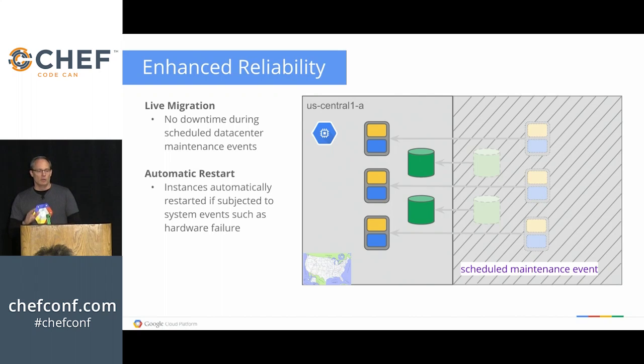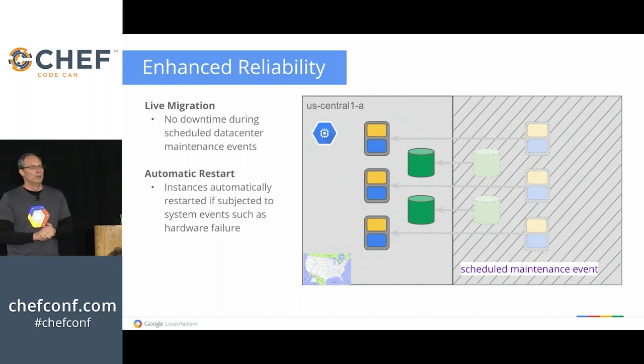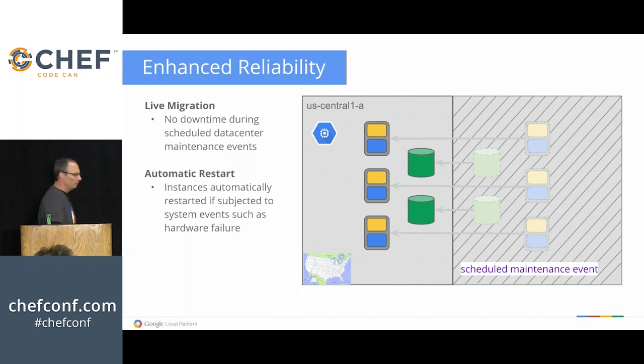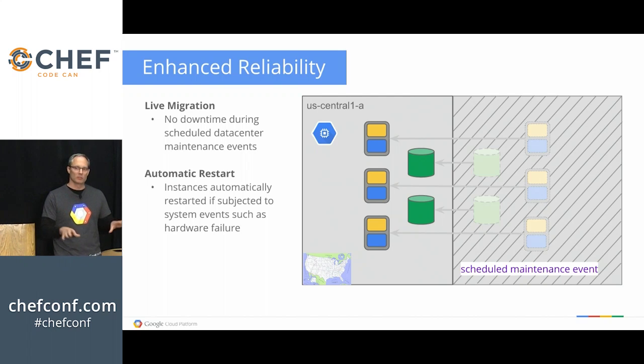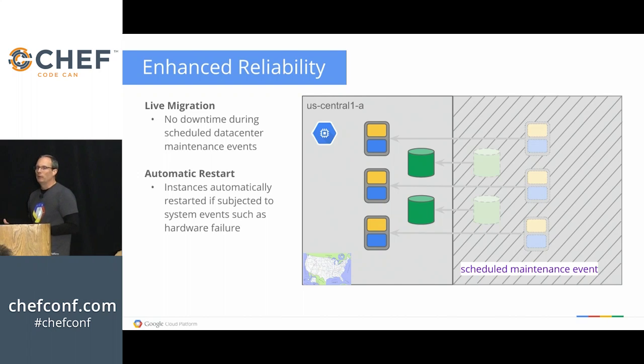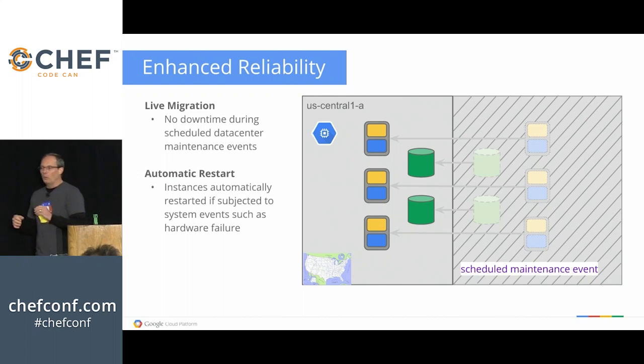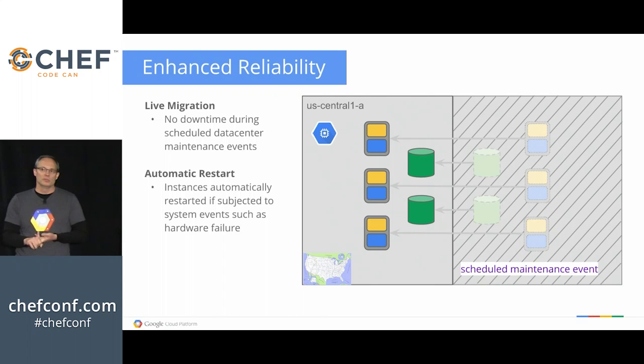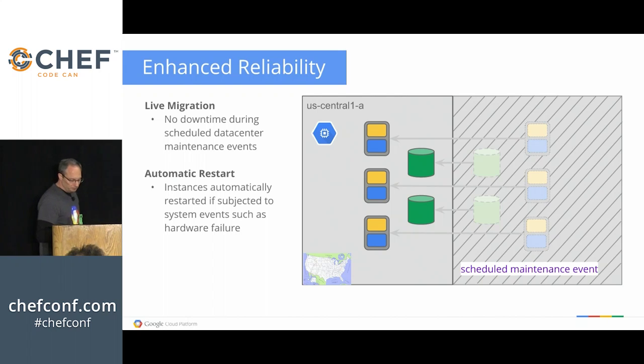Enhanced reliability. Last year, if everybody knows this, data centers need to be upgraded from time to time. And when we first launched, we got a lot of feedback because we would sort of force customers to work around our refresh cycles. We've done away with that now. So what we've provided are two mechanisms to try and keep your instances up and running all the time. One of them is live migration.